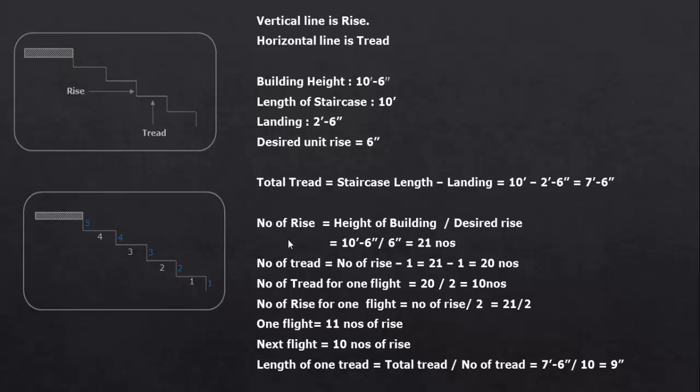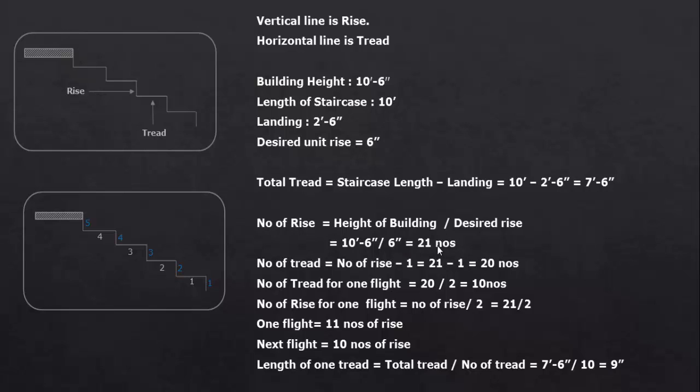Next we need to calculate number of rise. Number of rise is height of building divided by desired rise. So height of building 10 feet 6 inch divided by desired unit rise 6 inch. So we are getting 21 numbers of rise. So total tread we got 7 feet 6 inch, number of rise 21 numbers.